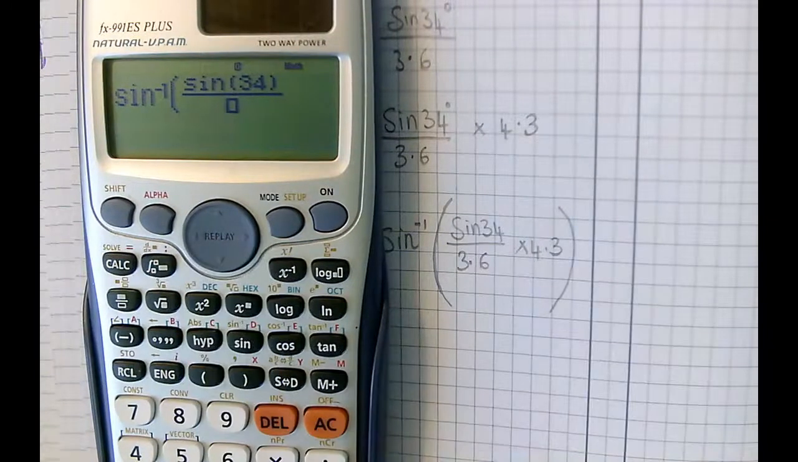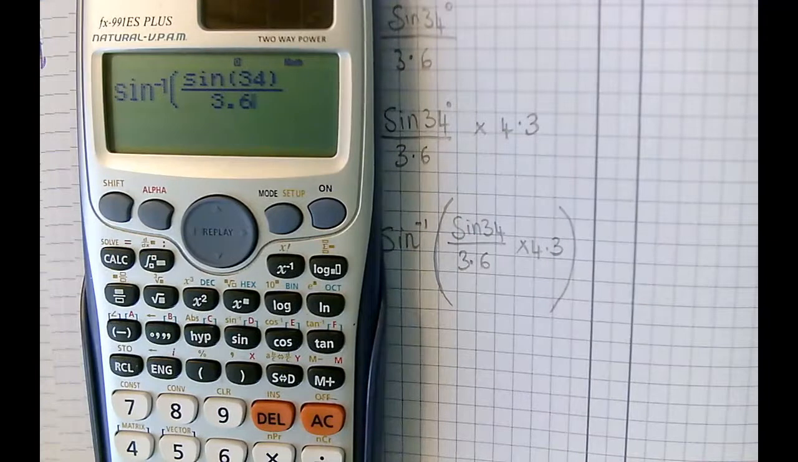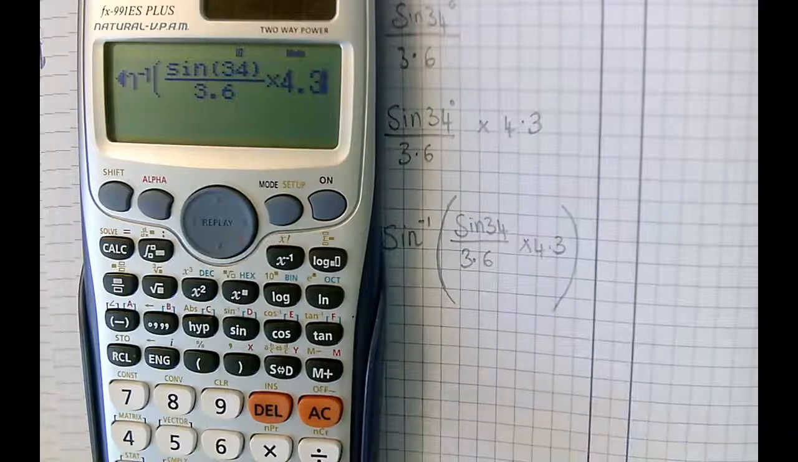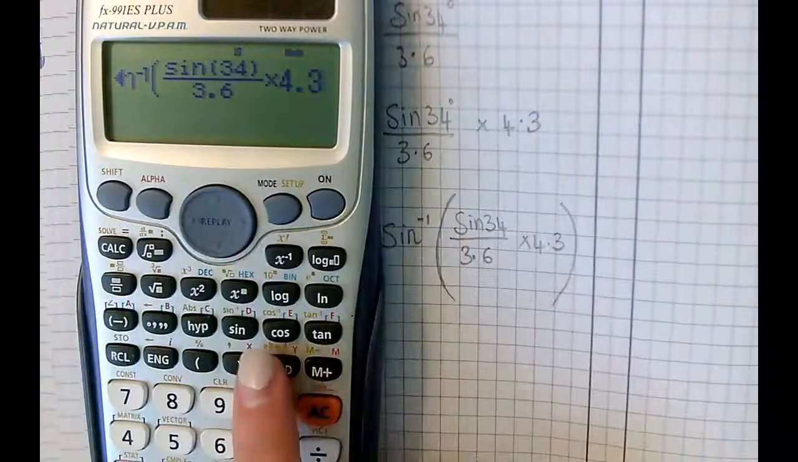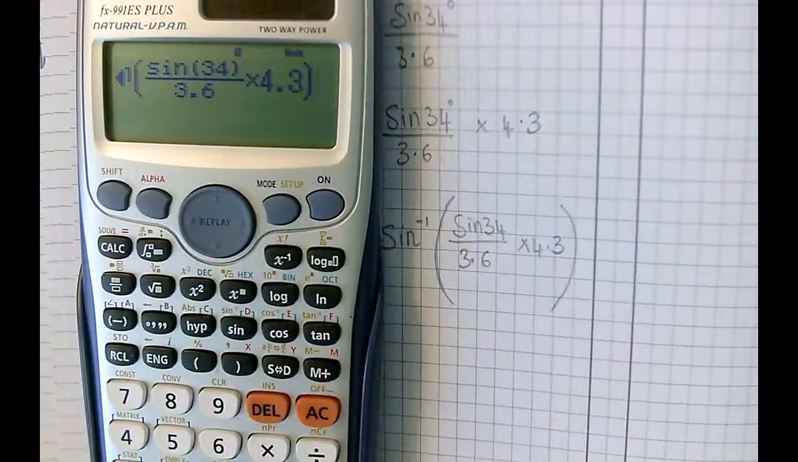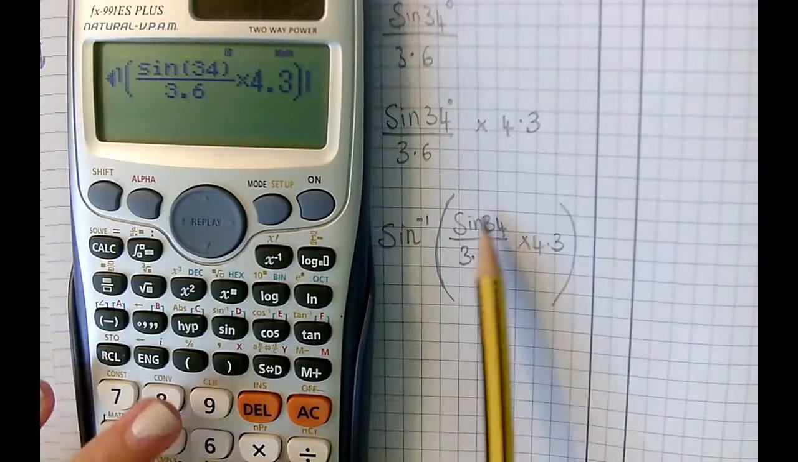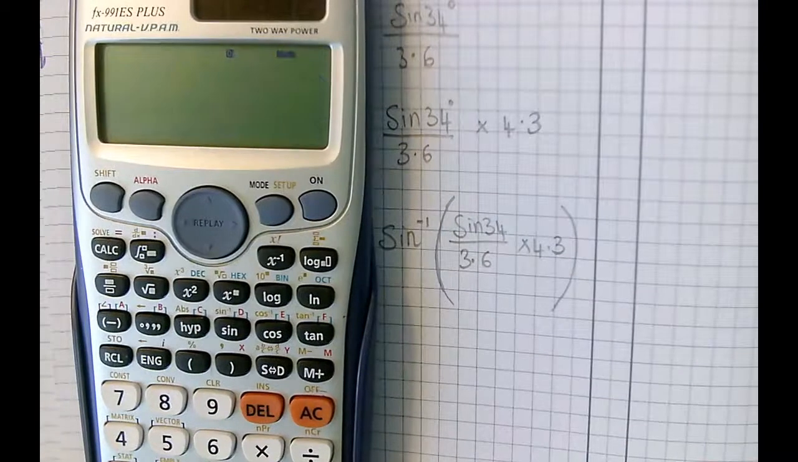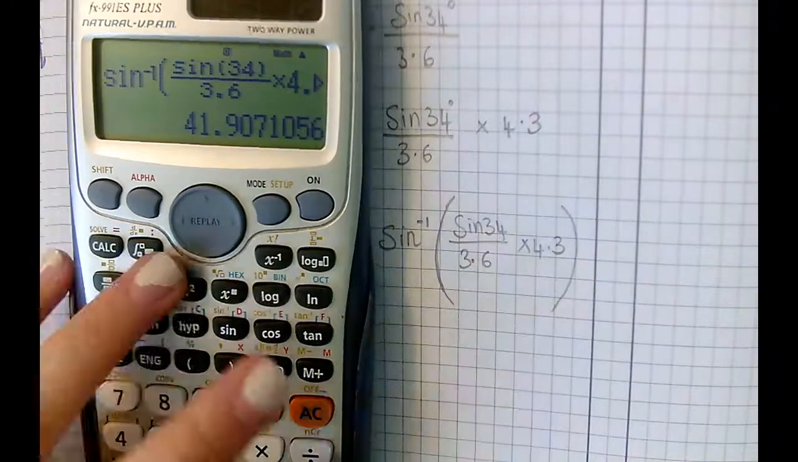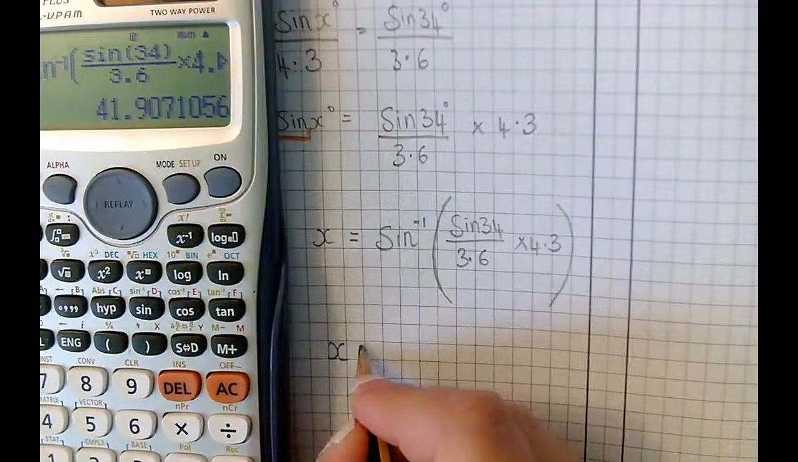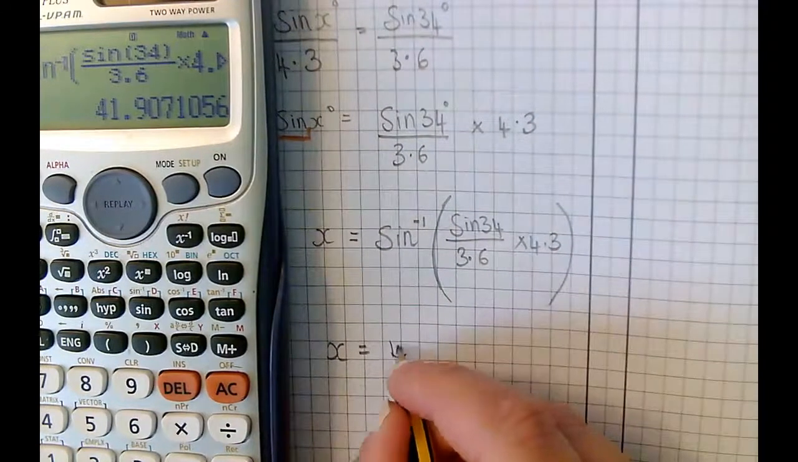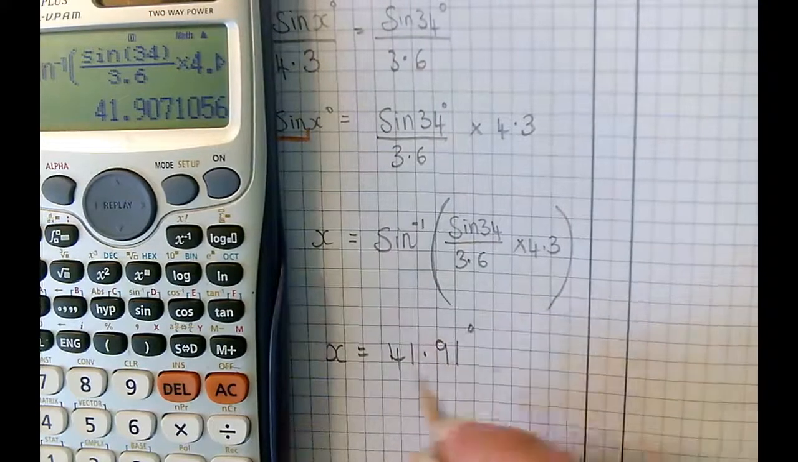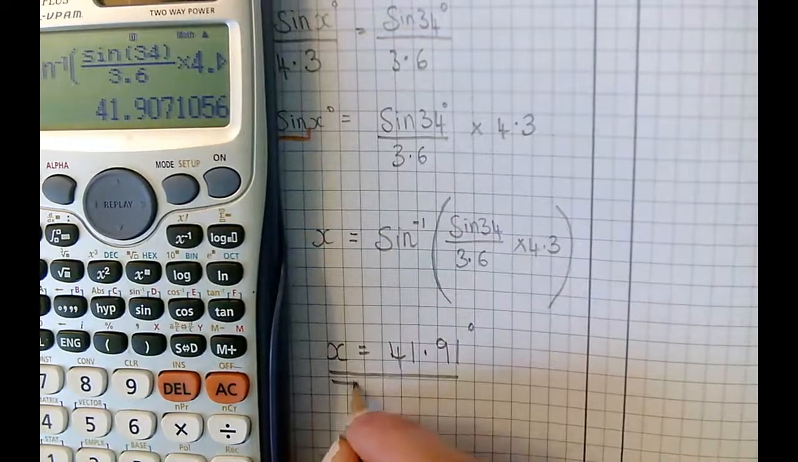go down 3.6, go to the right, multiplied by 4.3, and then remember, because we've opened a big bracket here, you need to close that full bracket. As you can see, whatever I've written here, I've just typed exactly as it is into my calculator, and then click equals. So we know that x must be equal to, let's do it to 2 decimal places, 41.91 degrees. Be careful, because it is an angle.